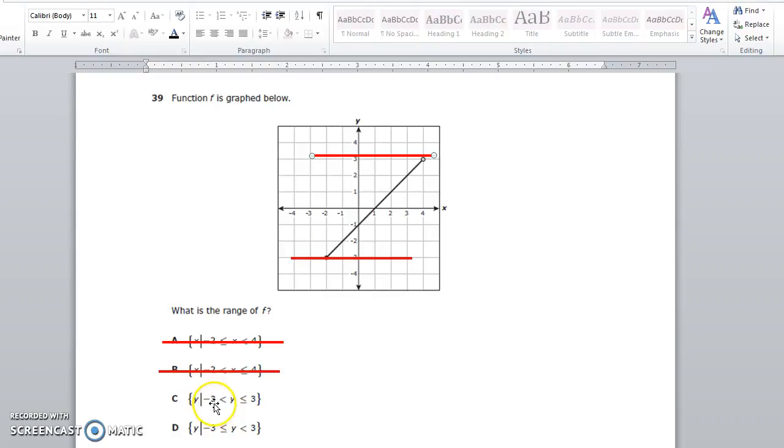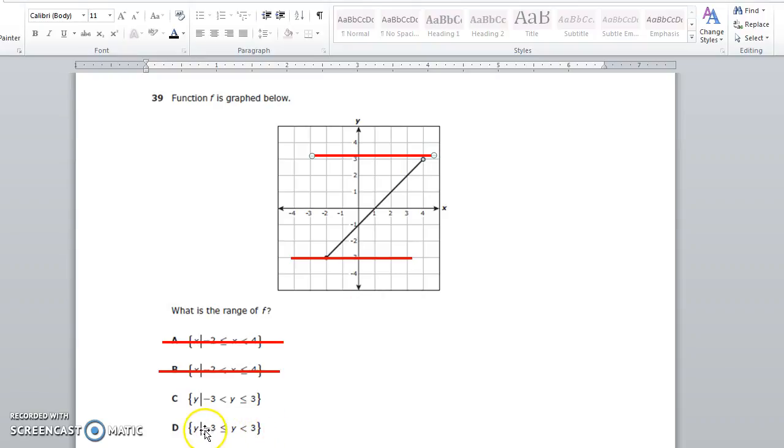Ooh, both of these choices have -3 to +3. So, oh, that's right. The type of points matter. So this one was a closed point, and a closed point means I'm going to use less than or equal to. This one is an open point, which just means less than. So at -3, I should see less than or equal to. That's what D says. That's my closed sign. And then at +3, I should see an open sign. Yep, that's what I see.